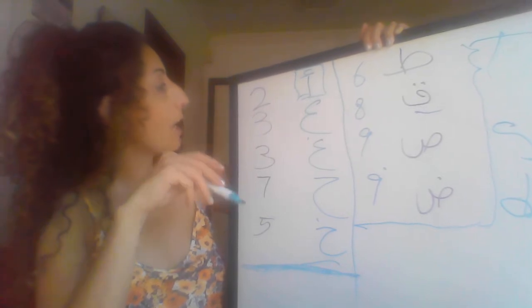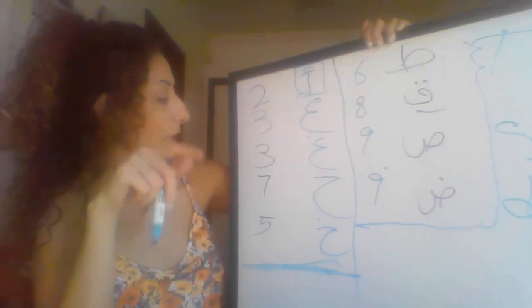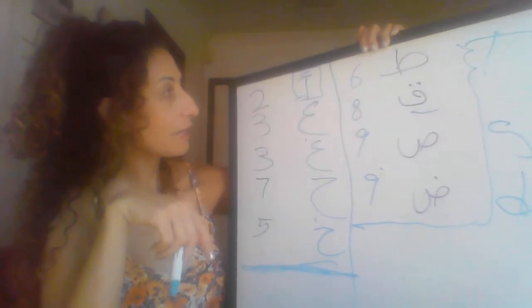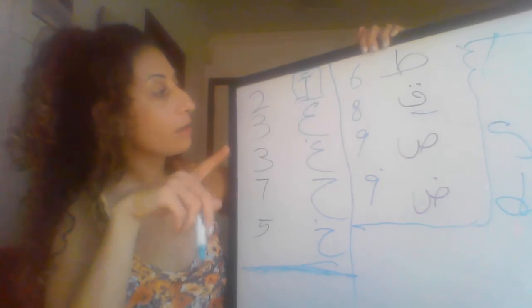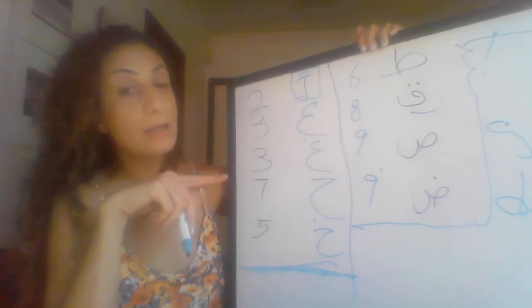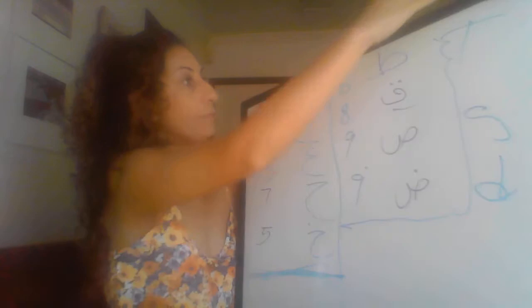Okay, again: 2 is Alif, 3 is Ain, 3 with a dot is Ghain, 7 is Ha, 5 is Kha, 6 is Ta, 8 is Qaf, 9 is Sad, 9 with a dot is Da. So these are the letters you see when we text each other in Arabic, and this is what they refer to. I hope that was helpful.